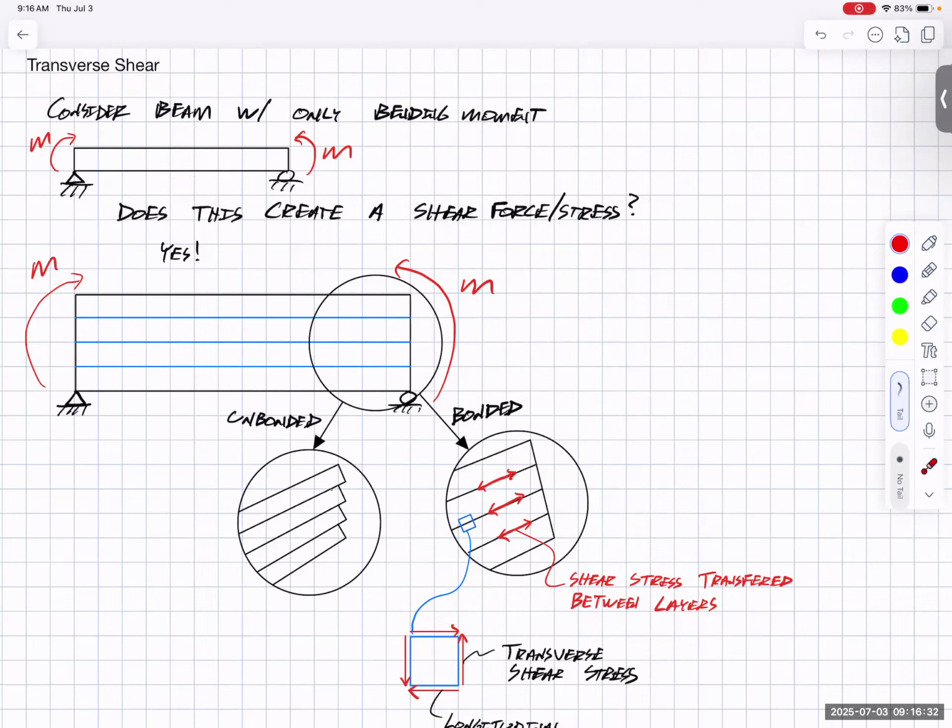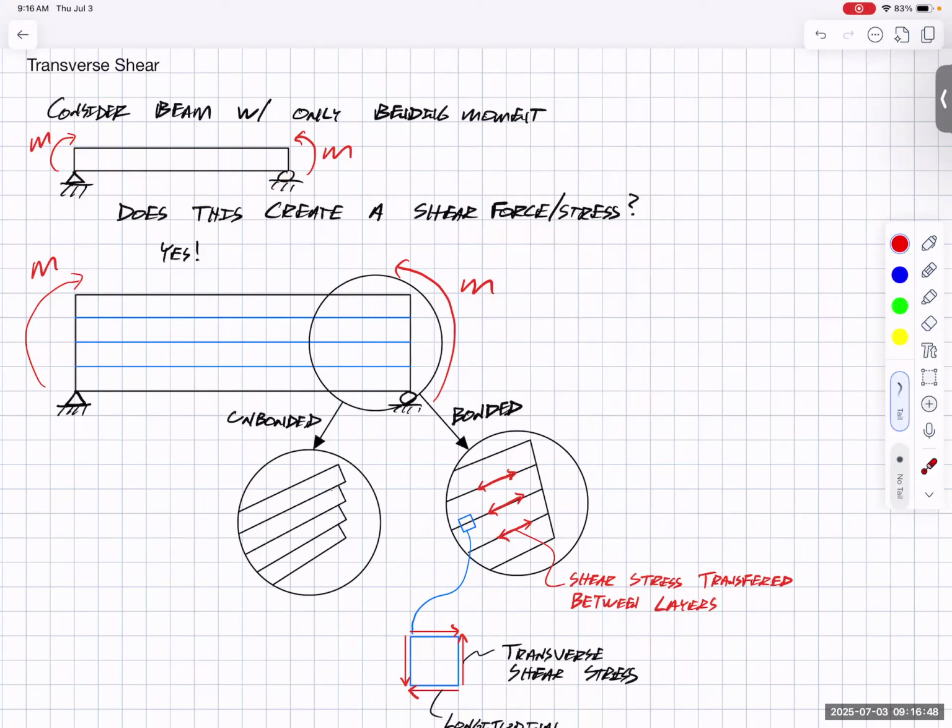Instead, what we're doing in this case is what if we took this beam and we put a moment on it, we bent it, right? So it's making some sort of smiley face type thing with that positive moment. And we want to know, does that also create some sort of shearing force?